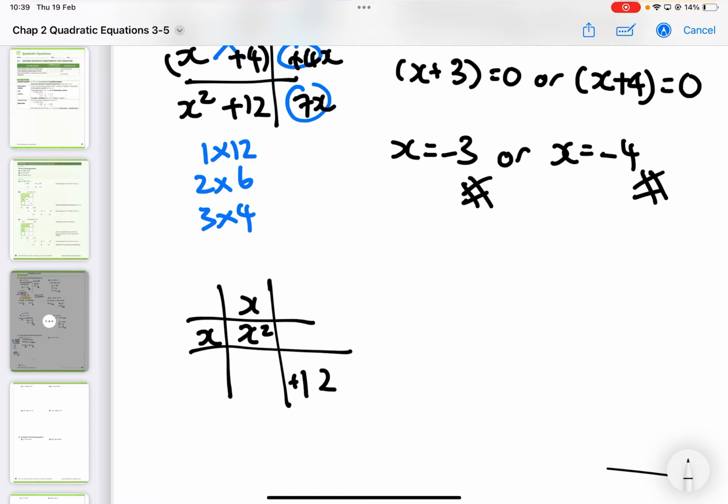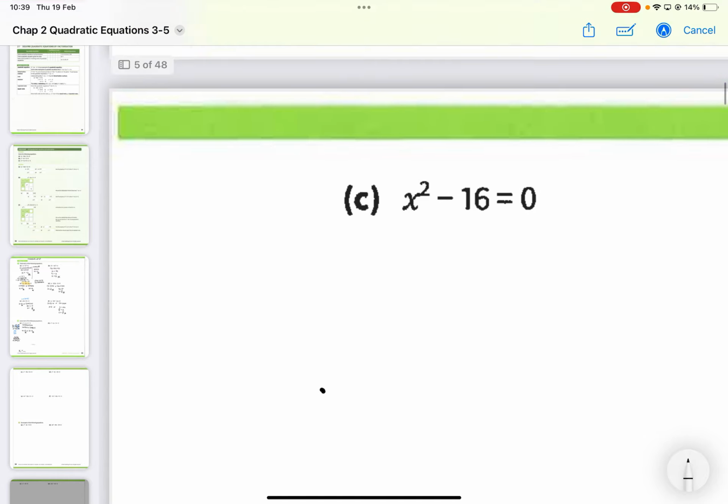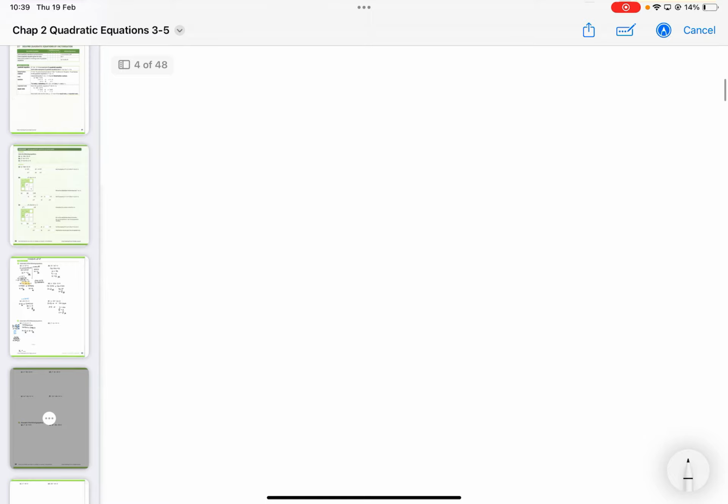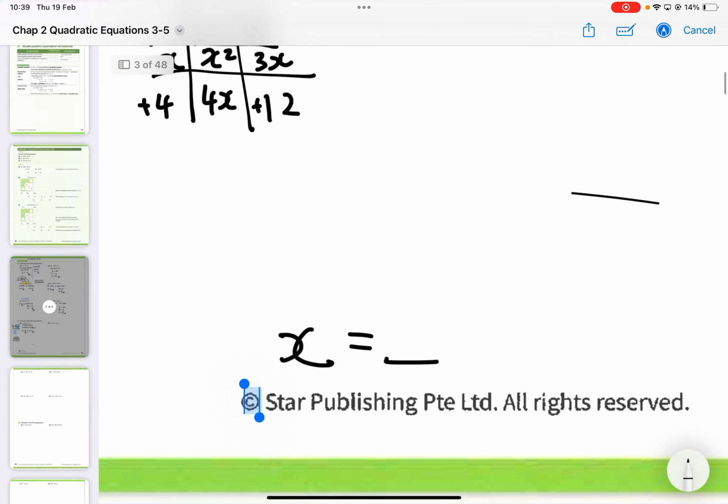Then it's either 1 and 12, 2 and 6 or 3 and 4. Then I go and fill up 3, 4. Then 3 multiply x. Here I will have my 3x. 4 over here. Multiply this x. So here is 4x. Adds up 7x. So correct. So I must have x plus 3 and x plus 4. Okay? So they are the same actually. Just where you put them only. So if you are more comfortable with one than the other, you just be familiar with one.